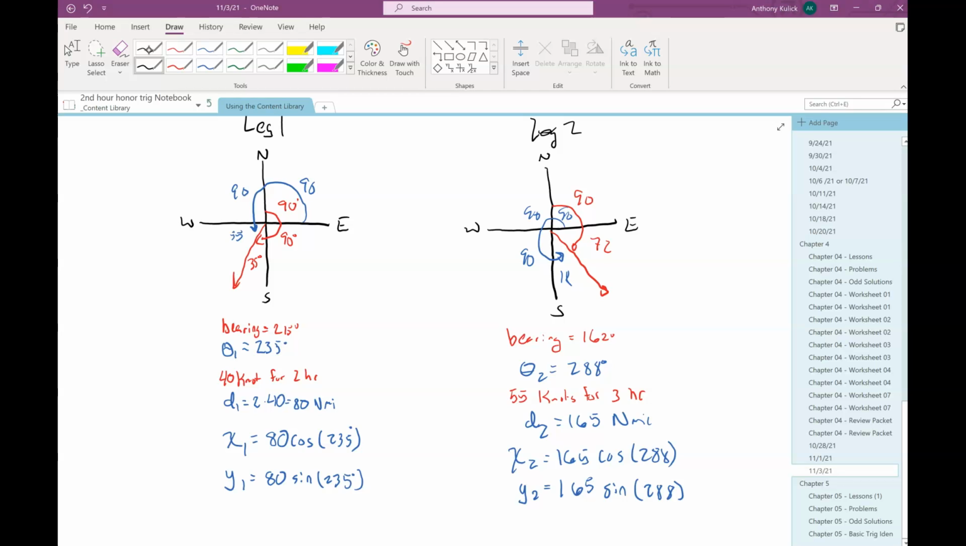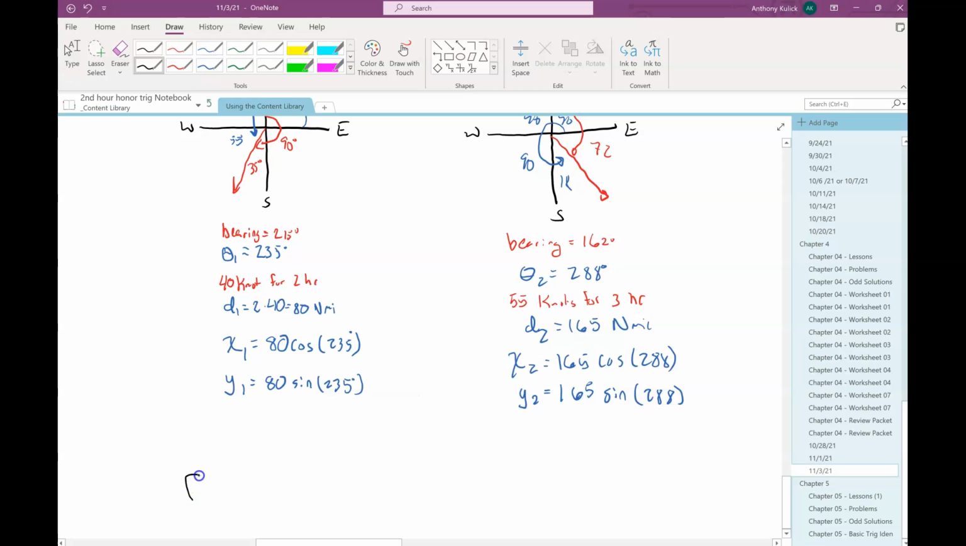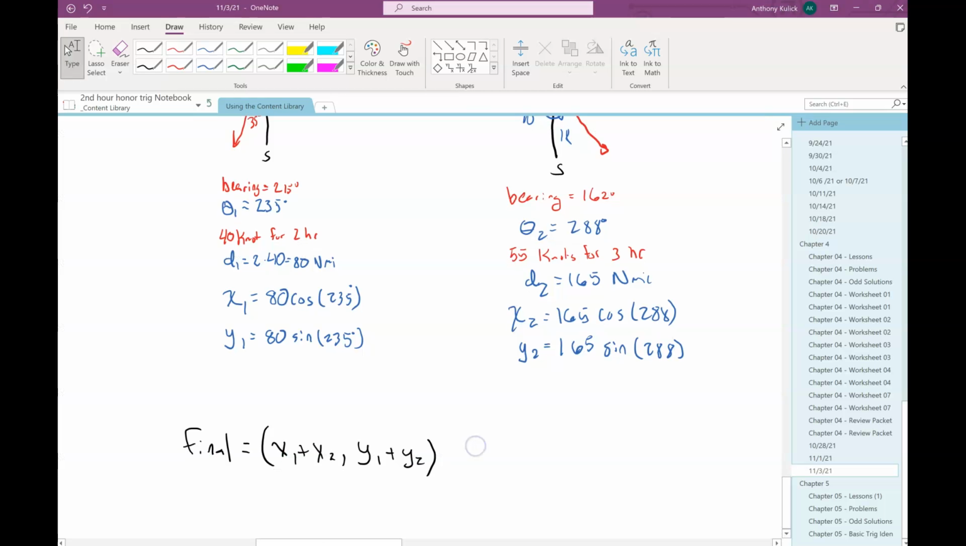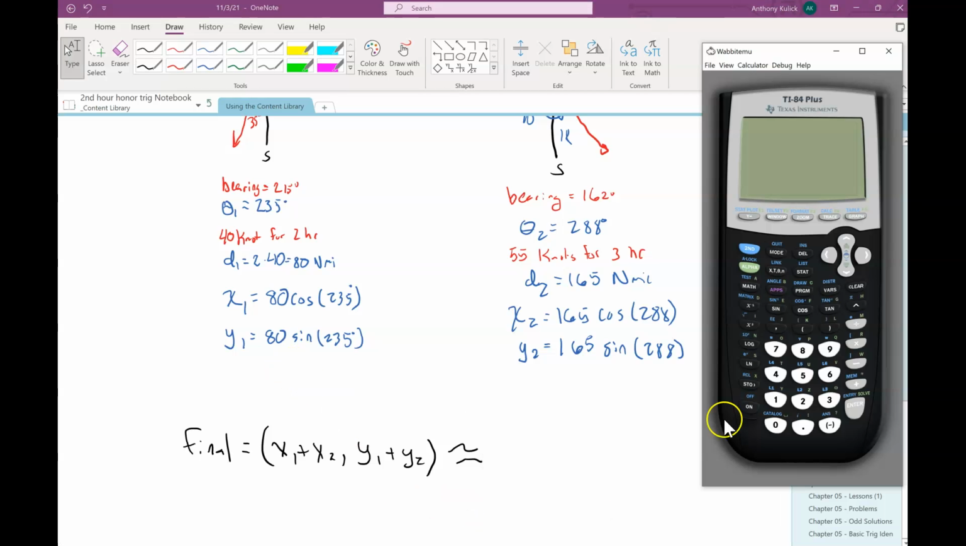Is that okay with what we've done so far? So that's just me breaking down the individual legs of our journey into vertical and horizontal components. So our final position then is going to be the sum of the horizontal, comma, sum of the verticals. So let's get the calculator out and punch that through.